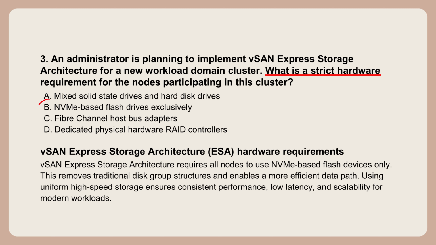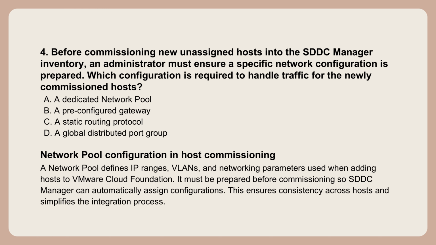And I'm guessing that's why option C, fiber channel adapters, is wrong too. Exactly. Fiber channel is for legacy storage area networks, not software-defined NVMe storage running locally on the nodes. It really is a totally different paradigm. You are stripping away the legacy hardware managers and letting the hypervisor handle it all at blinding speeds. Exactly. Now, before you can utilize those screaming fast NVMe nodes, you have to bring that raw hardware into the system. Let's look at question 4.